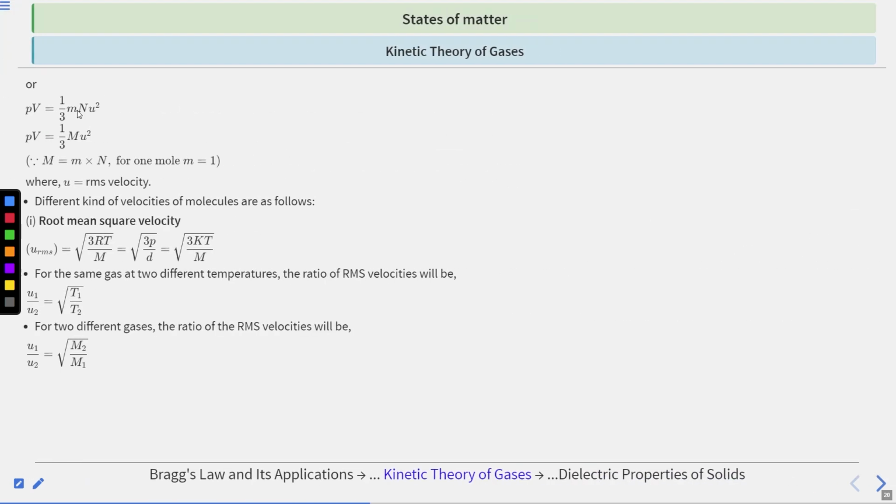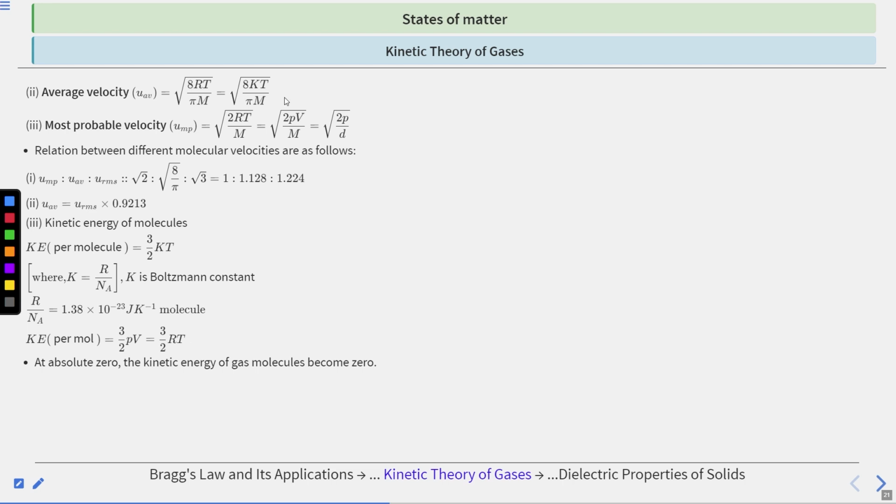That is, PV = 1/3 mnu², or PV = 1/3 Mu², because capital M, the molar mass, can be written as m × n, that is, for 1 mole n will be 1, and u is the RMS velocity. So the different kinds of velocities of molecules are, first, root mean square velocity. You can write the formula of root mean square velocity as the square root of 3kT/m. For the same gas at two different temperatures, the ratio of RMS velocity will be this, and for two different gases, the ratio of RMS velocity will be written as this.